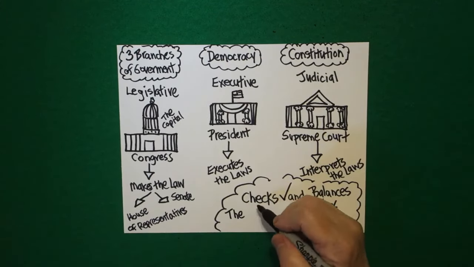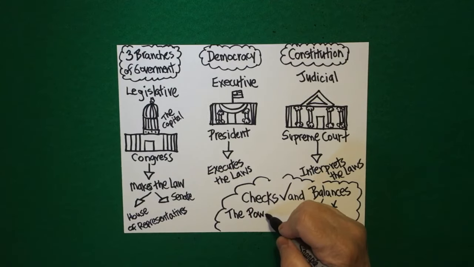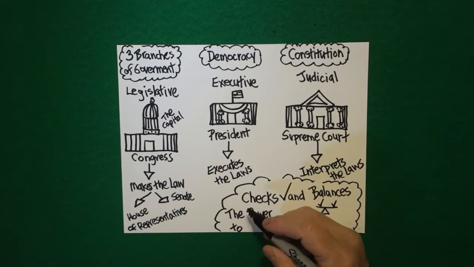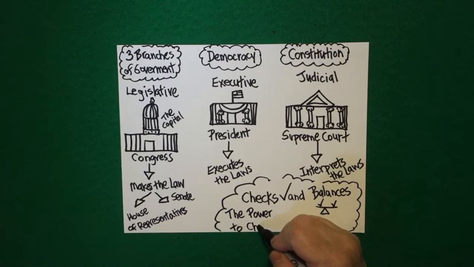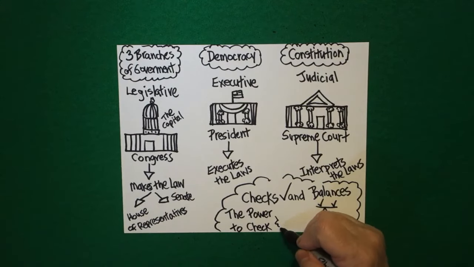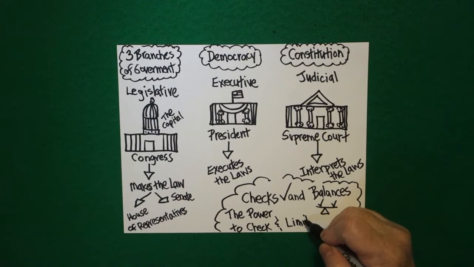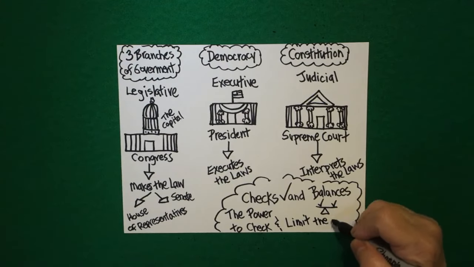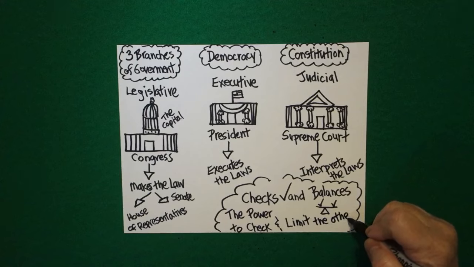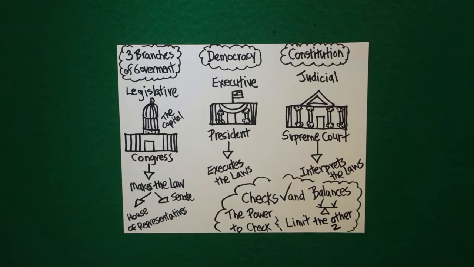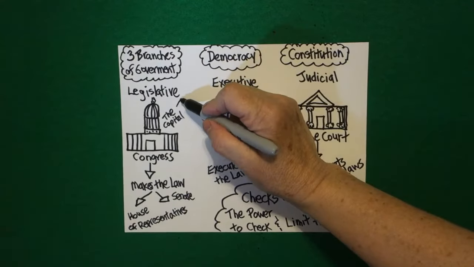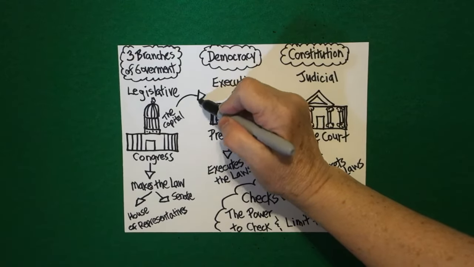That is the power to check and limit the other two. What in the world are we talking about here? What we're talking about is this. I want you to draw a curved line and a triangle.